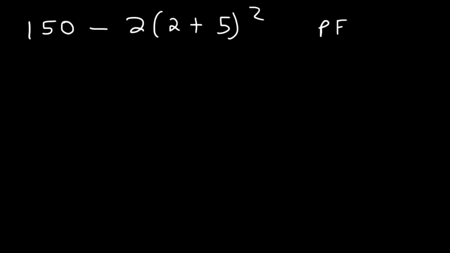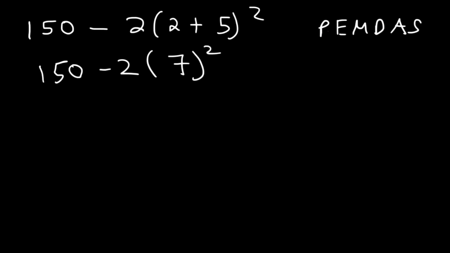Try this one. What's 150 minus 2 times (2 plus 5) squared? So once again, we want to work on the inside of the parentheses and then use the exponents. And then we can multiply and then subtract. So let's follow this rule again. So working with what's inside the parentheses, 2 plus 5 is 7.